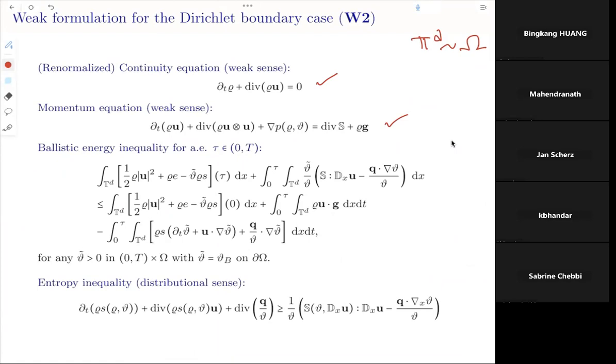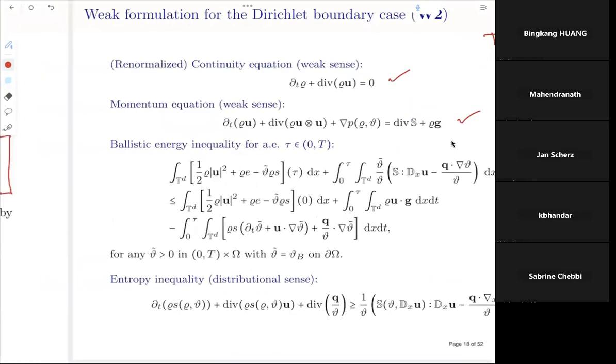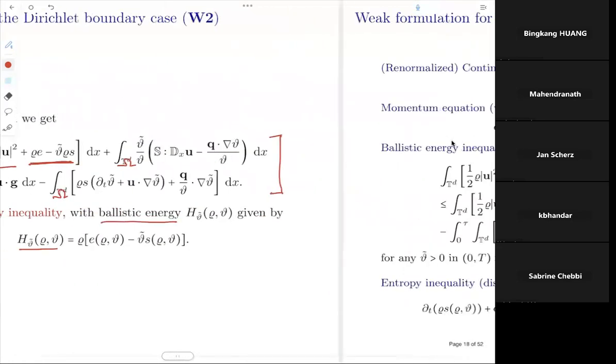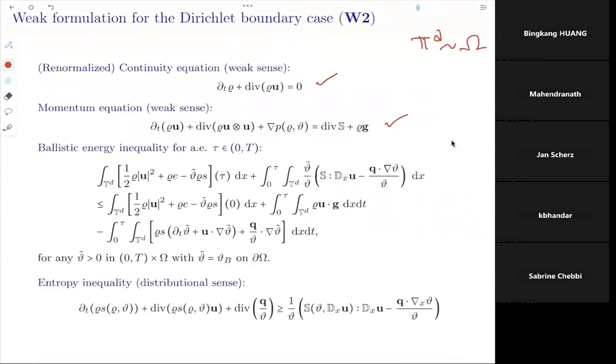And to this we just add the entropy inequality in the distributional sense, because if we do the weak formulation of the entropy inequality, we can have some boundary term. But if we consider it with no boundary, like tested by some compactly supported function, we still get this entropy inequality in this distributional sense. So these three are mainly enough for us to consider the weak formulation of the problem. This we get as a direct consequence of the weak formulation.